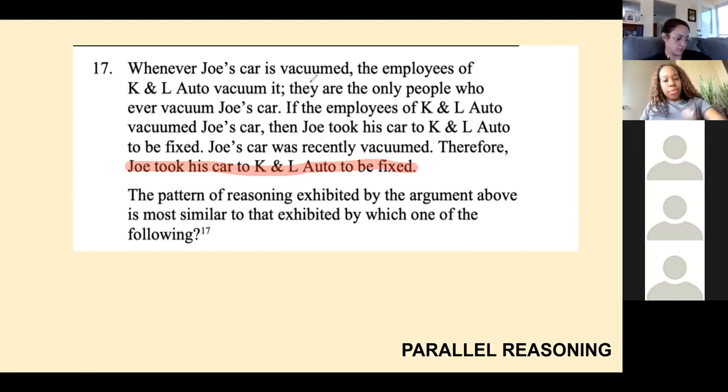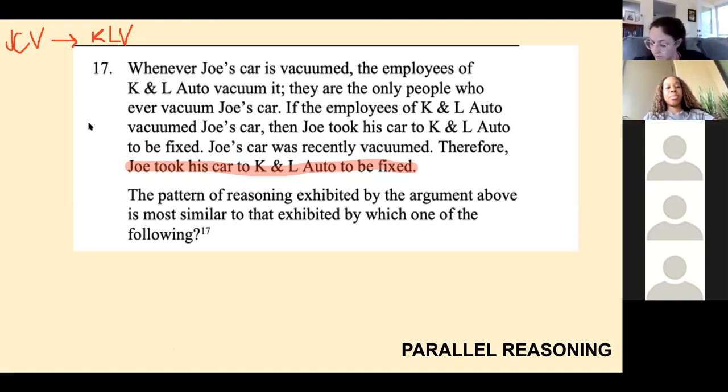All right, so this is a great one for us to diagram. It says whenever Joe's car is vacuumed, so if Joe's car is vacuumed, the employees of K&L Auto vacuum it. So the K&L are the ones that vacuum it. That's that first sentence. Then we say they are the only people who ever vacuum Joe's car. So if Joe's car is vacuumed, it must be these people. This is literally saying the same thing twice, so I'm not even going to diagram the second sentence.